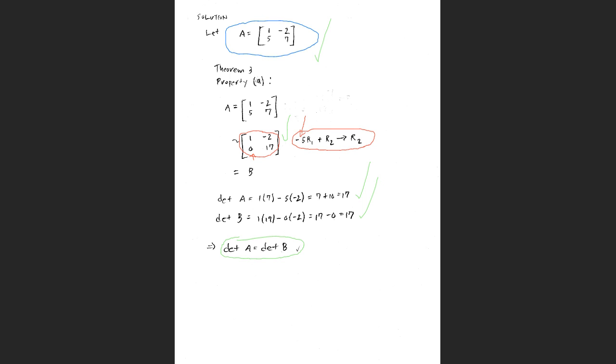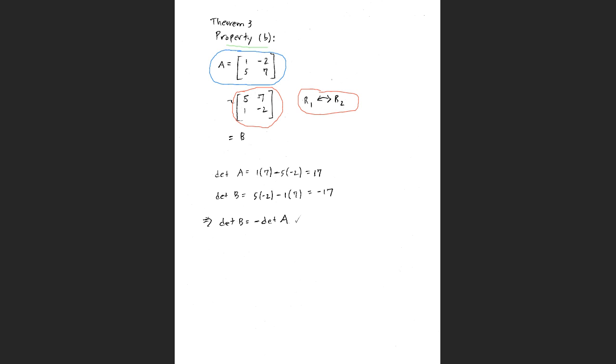So I'll go to the next page, if I may. So we looked at property A of theorem 3. Now let's look at property B of theorem 3. Property B says if two rows of the matrix A are interchanged to produce a matrix B, then the determinant of B equals negative the determinant of A. So again, here I am with that same matrix A, and I'm going to interchange the rows 1 and 2 to produce this matrix B.